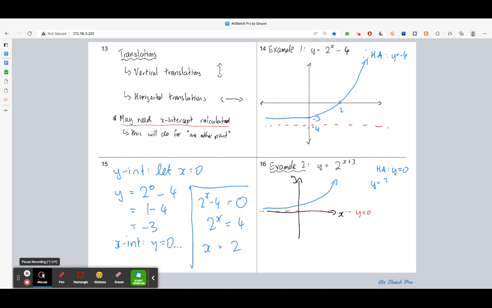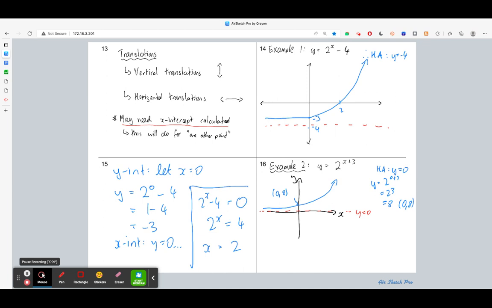y is equal to 2 to the power of 0 plus 3, which is 2 cubed, which is 8. So that gives us 0, 8. That tells us what that is, like so. And then we need one other point for reference.